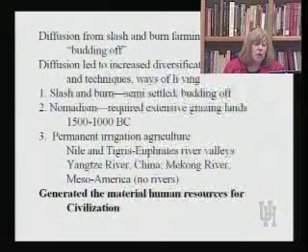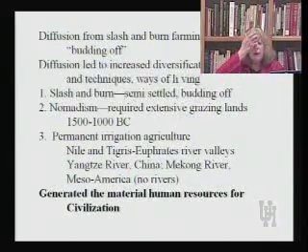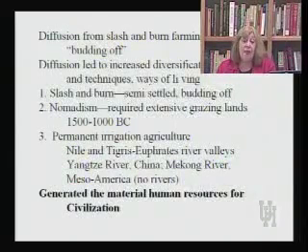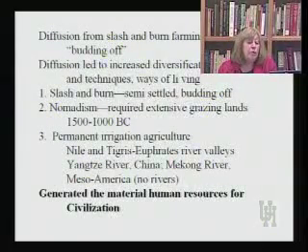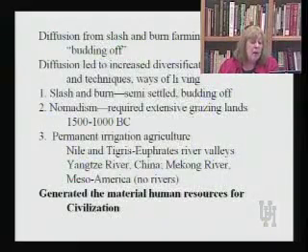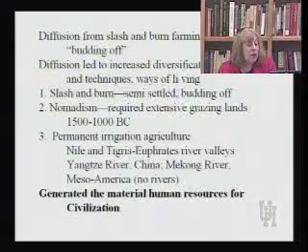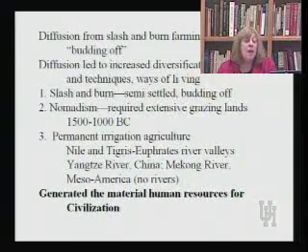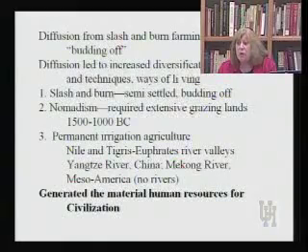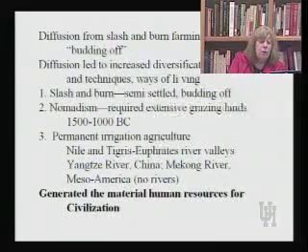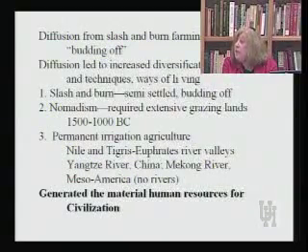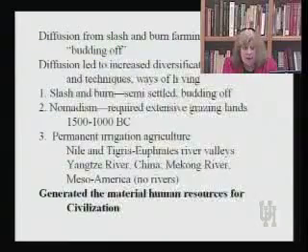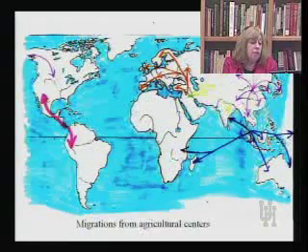The third type of agricultural revolution was permanent irrigation agriculture, and this was permanent, where you could stay in one place virtually forever. This happened in the Nile and Tigris-Euphrates river valleys, in the Yangtze River in China, the Mekong River in Southeast Asia, and in Mesoamerica, where there were no rivers. But it was these places where you could stay virtually forever through the technology of irrigation that generated the material human resources for civilization. And this is where civilization begins, in these places where you could live permanently for hundreds and thousands of years and not move.